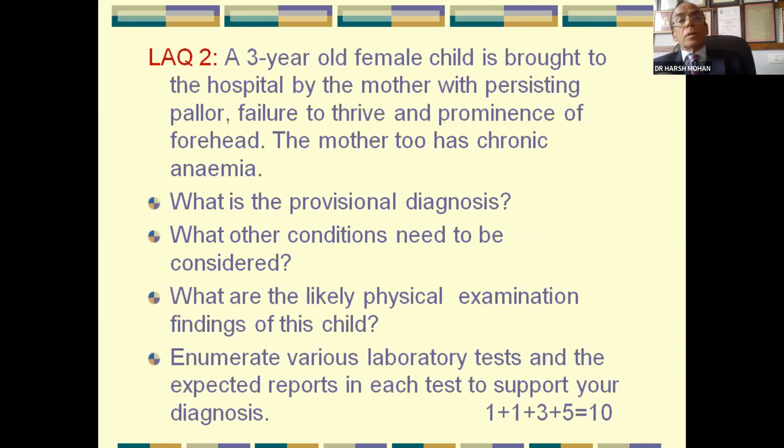Another question, which is a clinical scenario based question, which I have framed, is let's say a 3-year-old female brought to the hospital by the mother with persisting pallor, failure to thrive, and prominence of forehead. The mother too has chronic anemia. So that's a very brief history given about the child as well as the mother. What is the provisional diagnosis?